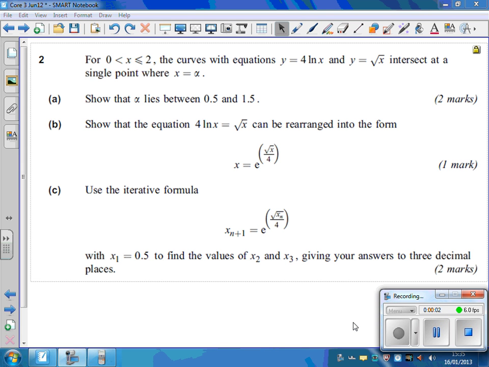June 2012, Core 3, Question 2. First part, I think got most people doing this now. You're being asked to find out where these two things meet. And so the first thing you've got to do is actually put them equal to each other.